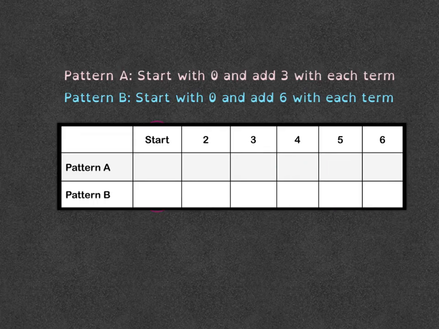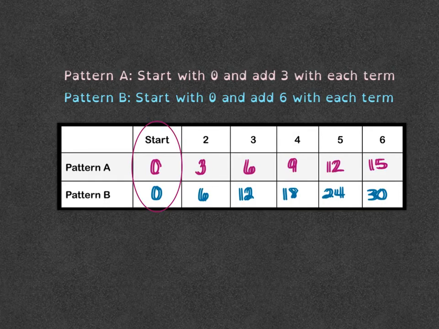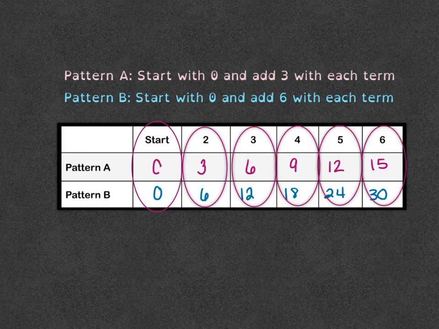Corresponding terms refer to two terms in two different patterns that fall in the same step. At our starting point, both patterns start with 0. These are corresponding terms. And as I continue down with each of the steps, these are also corresponding terms. So for example, here 9 and 18 are corresponding terms in these two patterns. 15 and 30 are also corresponding terms.